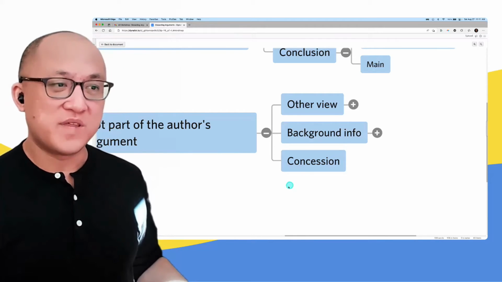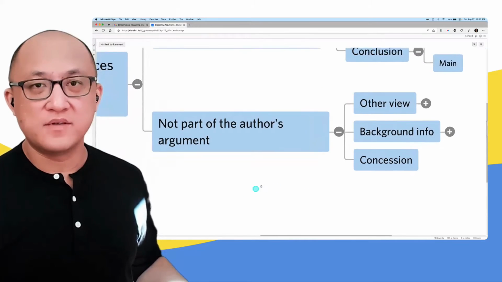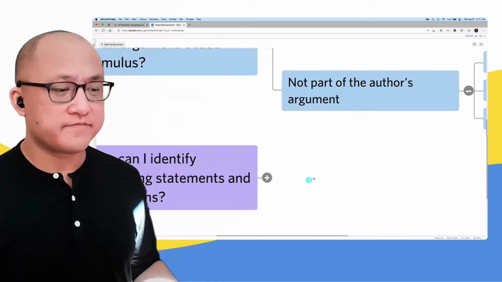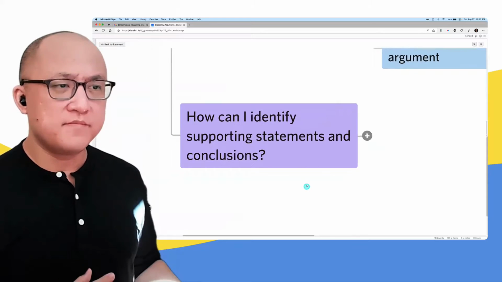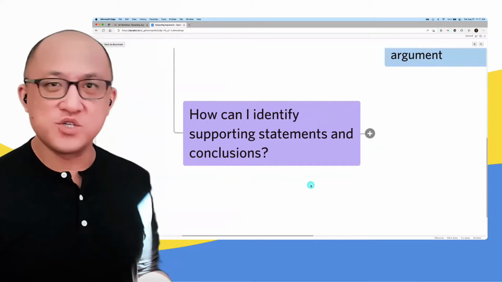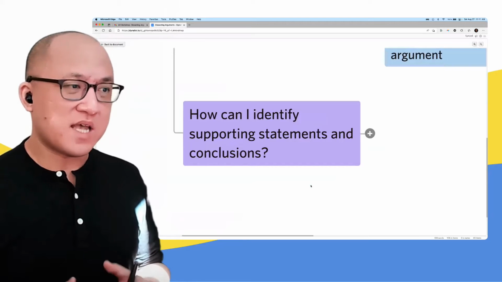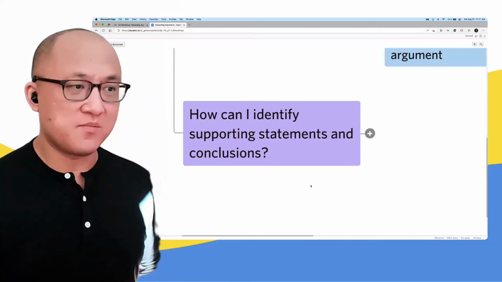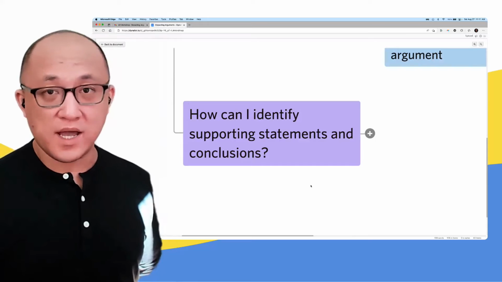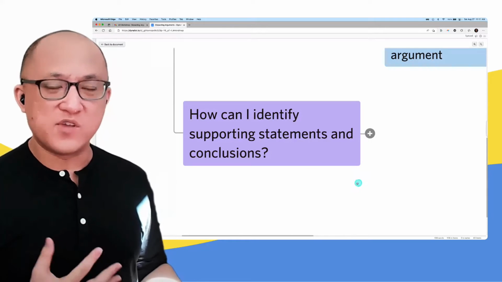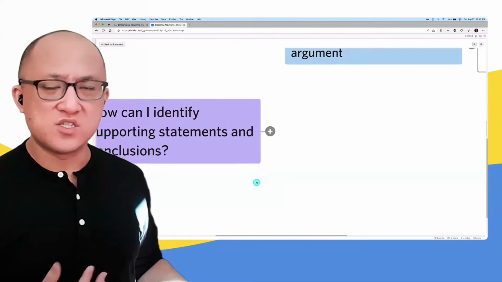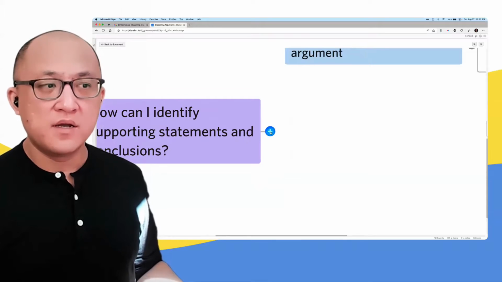Okay, so that's a really important part of a stimulus if it's there. So the most important issue, though, after you get past those basic definitions, is how do we actually identify supporting statements and conclusions reliably, right? And there's a couple of ways to do that. So I think this should be review.